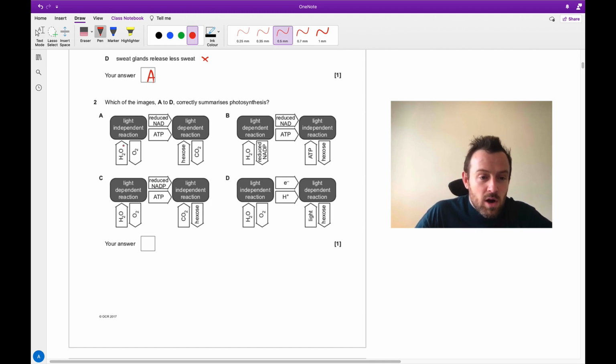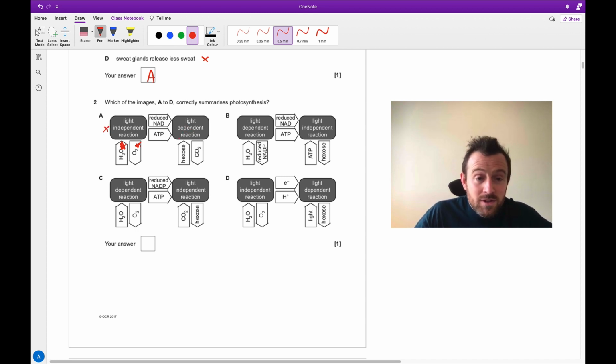Which of the following correctly summarizes photosynthesis? Well, let's look at each part independently. Okay, well, this is correct. H2O goes in and oxygen comes out of the light. Oh, look at this. They've put it the wrong way round. That's really horrible. You would have thought the light dependent would be on the left, but they've done it the other way around. So that's how they tried to trick you.